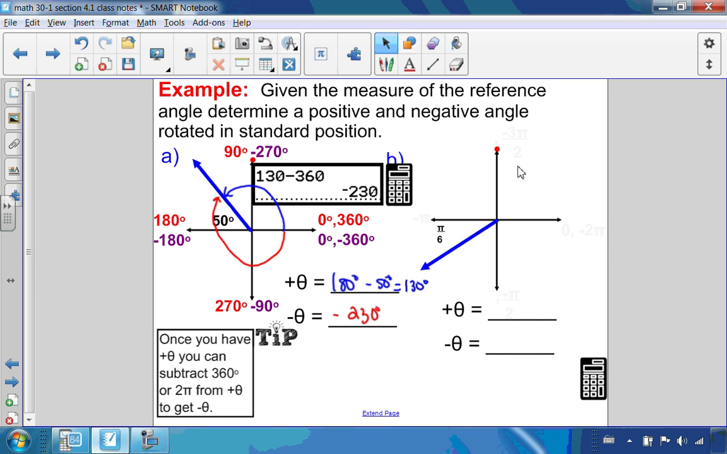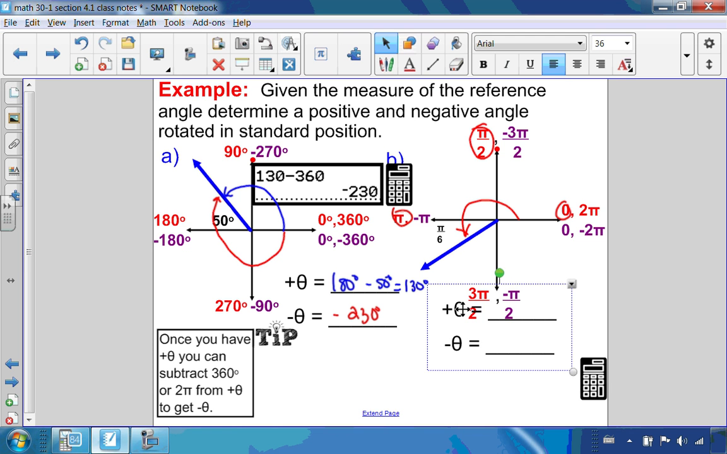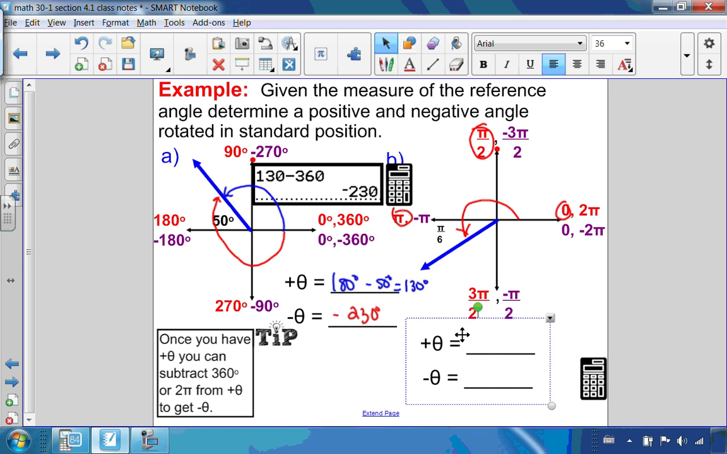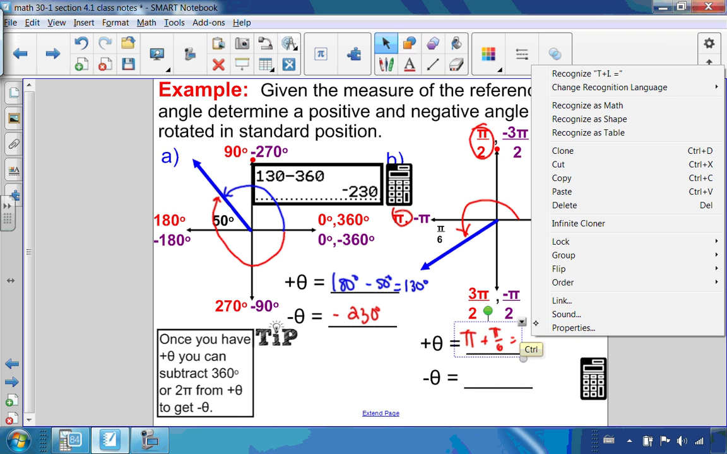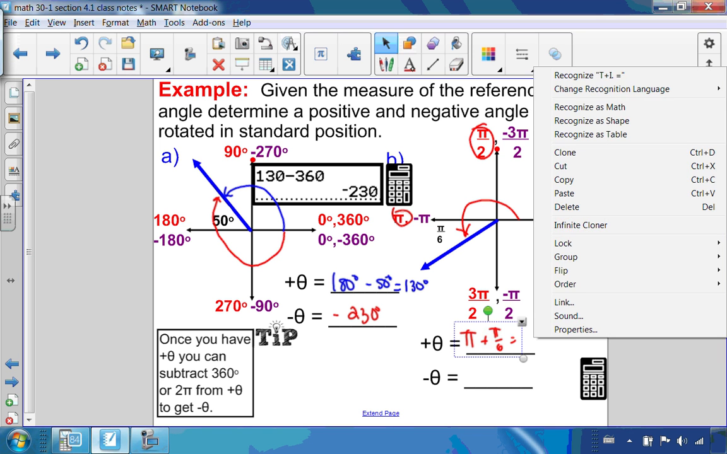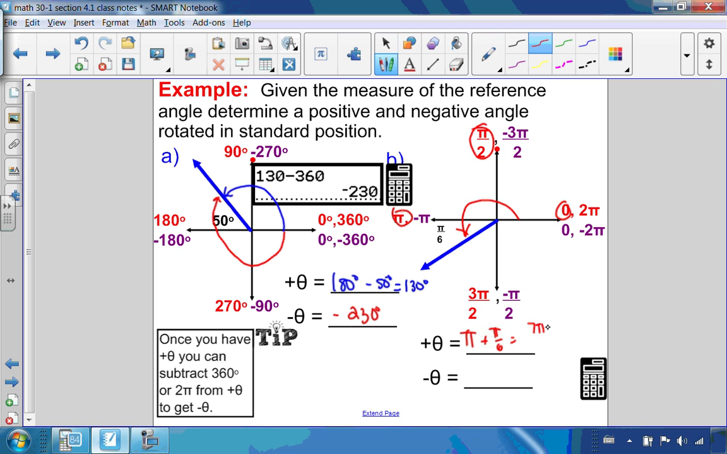Okay, in this example here, I'm going to be dealing with radians. So when I'm dealing with radians, I can label my positives and negatives. Let's try my positive angle. So I'm going from 0 to pi over 2 to pi, and then I'm going past that. So I'm going pi over 6 more than pi. So my positive angle is going to be pi plus pi over 6, which is just going to be 7 pi over 6. So my positive angle is going to be 7 pi over 6.